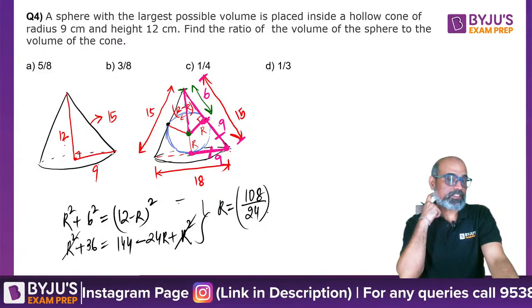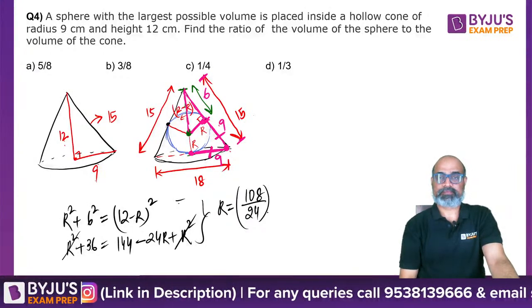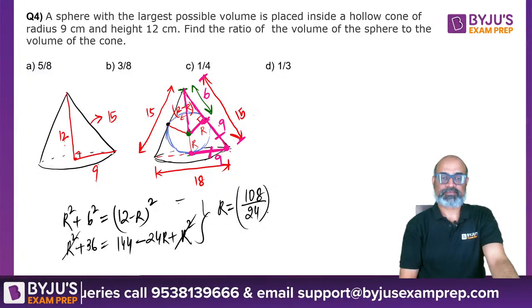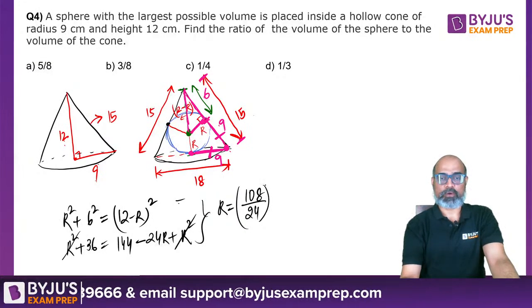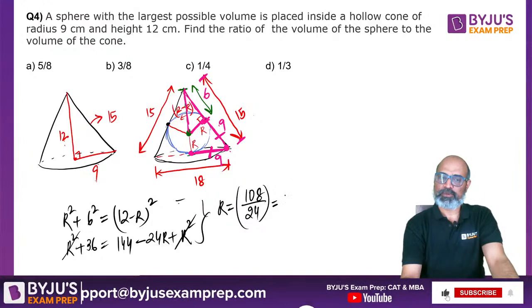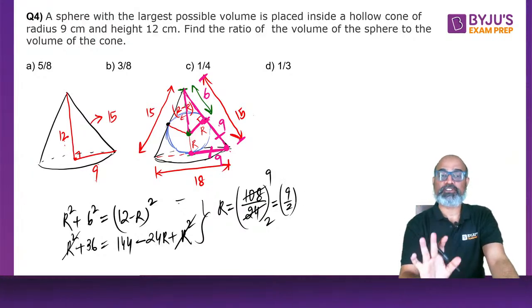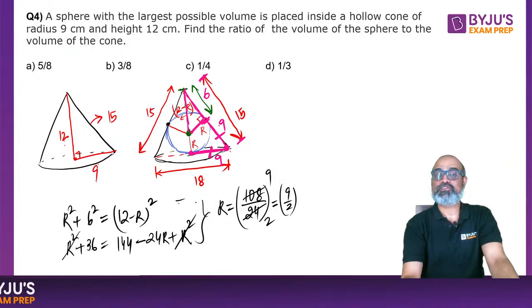So I will get the radius, right? So how much is this? They both are in the table of 12. This is 12 into 2, this is 12 into 9. So 9 by 2 or 4.5 centimeter is the radius of this sphere.